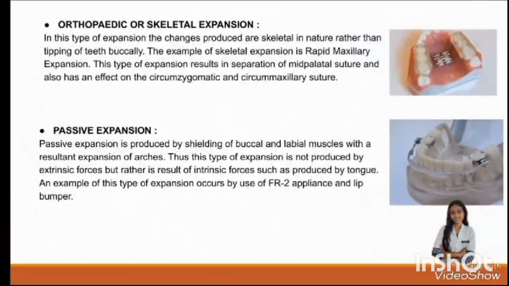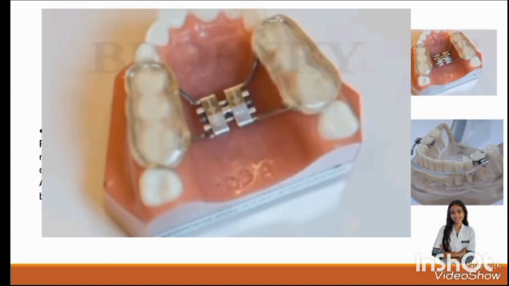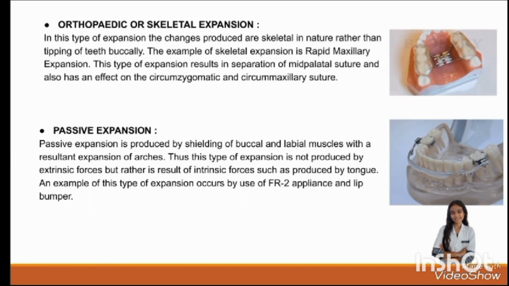Orthopedic or skeletal expansion. In this type of expansion, the changes produced are skeletal in nature rather than tipping of teeth buccally. An example of skeletal expansion is rapid maxillary expansion. This type of expansion results in separation of the mid-palatal suture and also has an effect on the circumzygomatic and circummaxillary sutures.